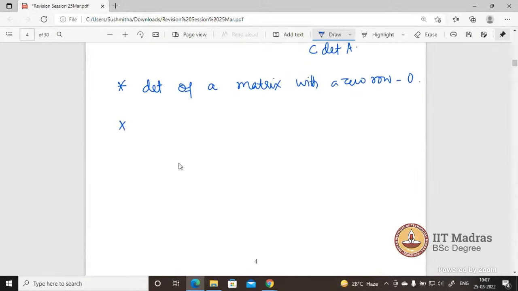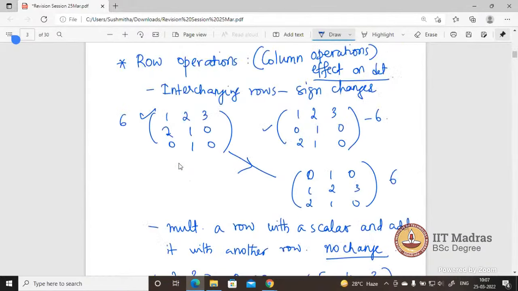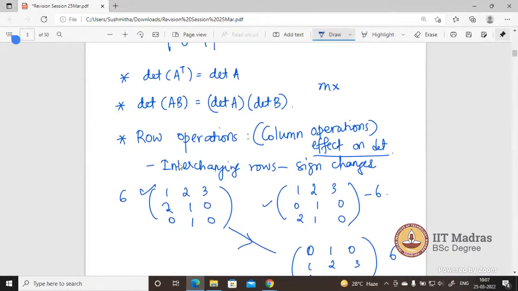What about the inverse of a matrix? Okay, tell me one thing. Can I calculate the determinant of an m cross n matrix? It should always be a square matrix. So when we talk about determinants, we are talking only about square matrices. Only then can you calculate the determinant.